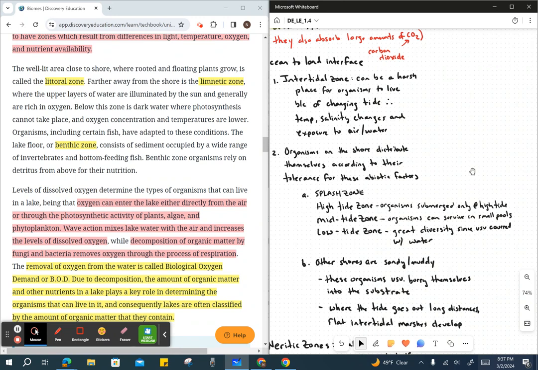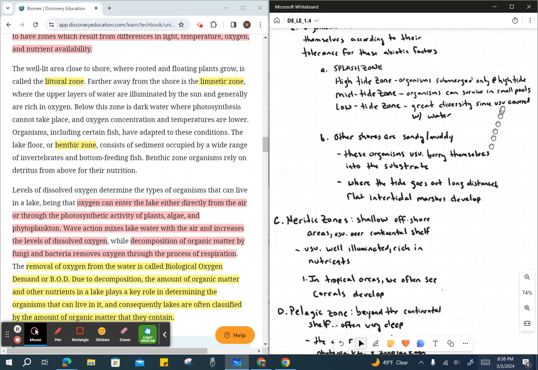So the organisms here usually bury themselves into the substrate. Even here in Morro Bay in California, we see that where the tide can go out a little further out, and you find your starfish and things like that. These are things that bury themselves in the dirt, right? And sometimes we'll refer to areas where the tide goes out a long distance as intertidal marshes. That's a term, intertidal marshes.